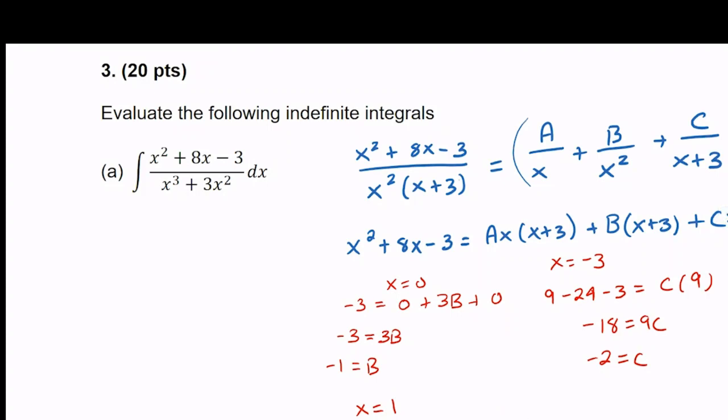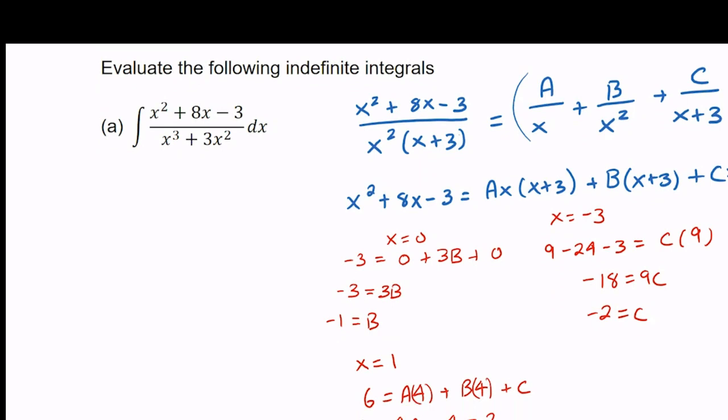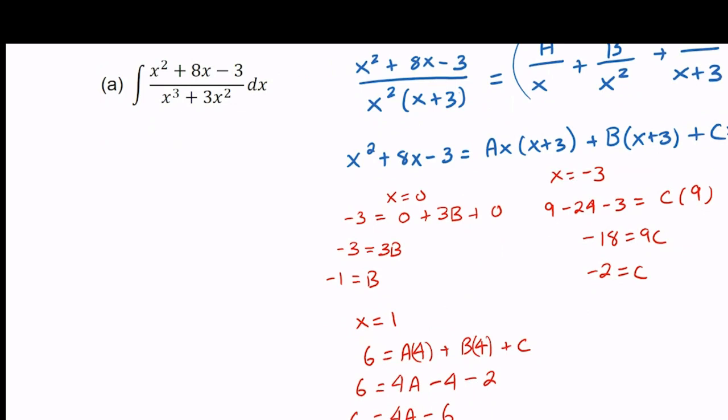However, we know 4a is going to remain, but 4b, because b is equal to -1, is going to become -4. And c is equal to -2, so this is going to be -2. This becomes 6 equals 4a minus 6, 12 equals 4a, 3 is equal to a. So this is one way we quickly figured out that a is equal to 3, b is equal to -1, and c is equal to -2.